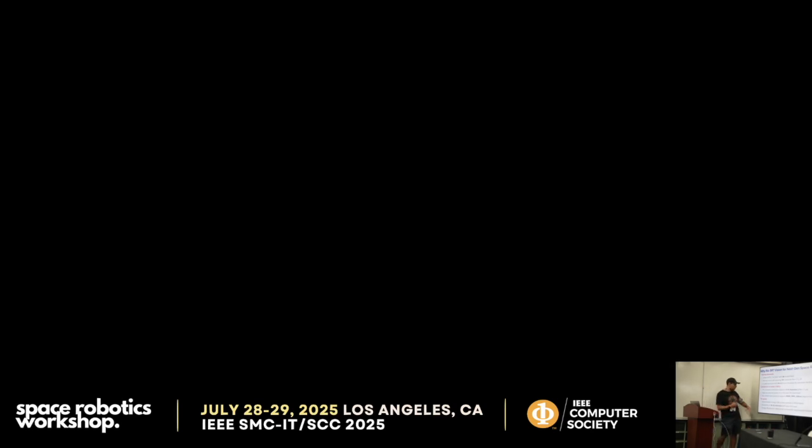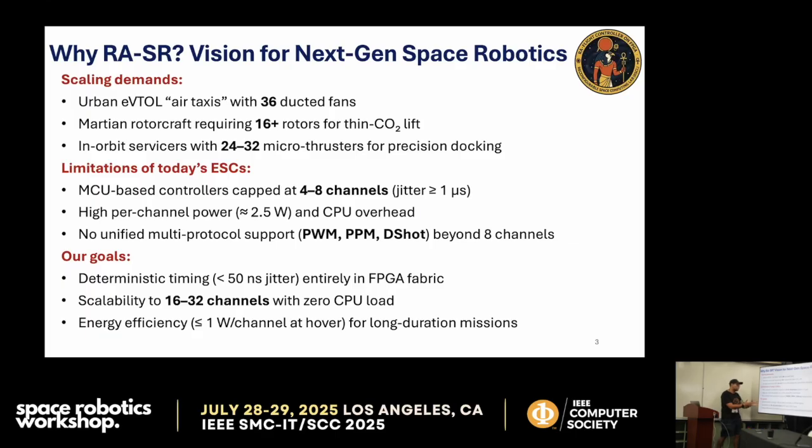Our goal is to achieve less than 50 nanosecond jitter entirely in the FPGA fabric. We are also working now on putting in a Jetson as one processing element instead of even using the FPGA, and the rest of the processing element will be for natural language processing, because we are controlling drones using NLP.